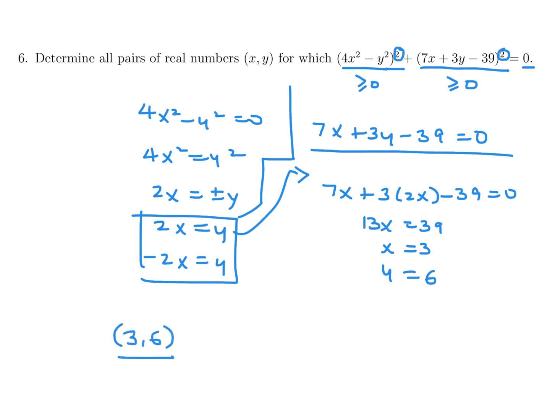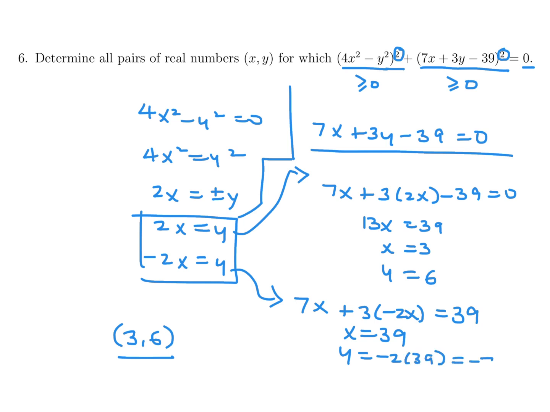Okay, now they want all pairs, so we've got to take this guy into consideration, the y equals minus 2x. When you sub that in, you get 7x plus 3 times minus 2x is equal to 39. So that would mean x is equal to 39, and therefore y would be minus 2x, so minus 2 times 39, which is minus 78. So our second pair is 39 and minus 78. So there you go. Those are the two pairs.